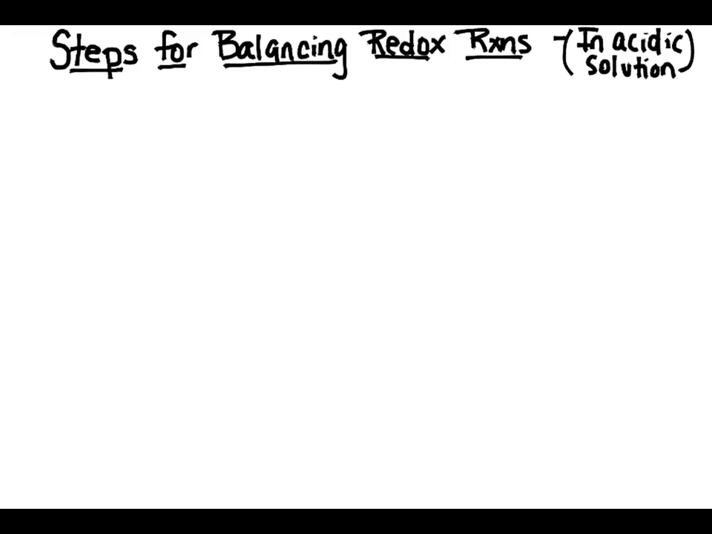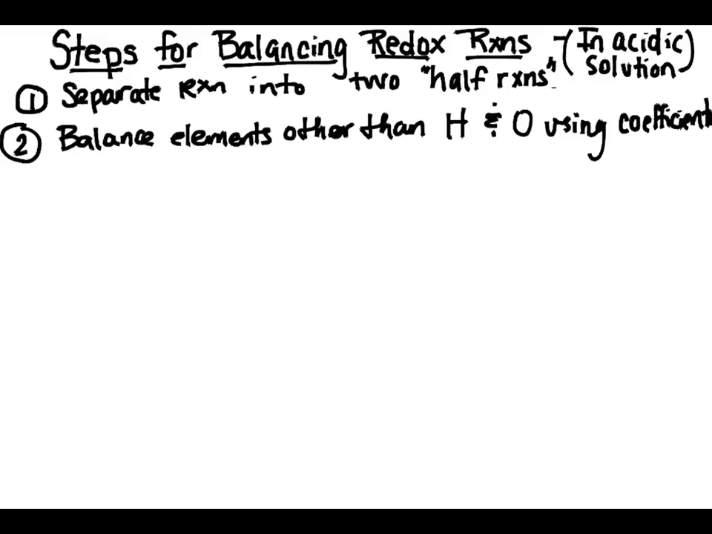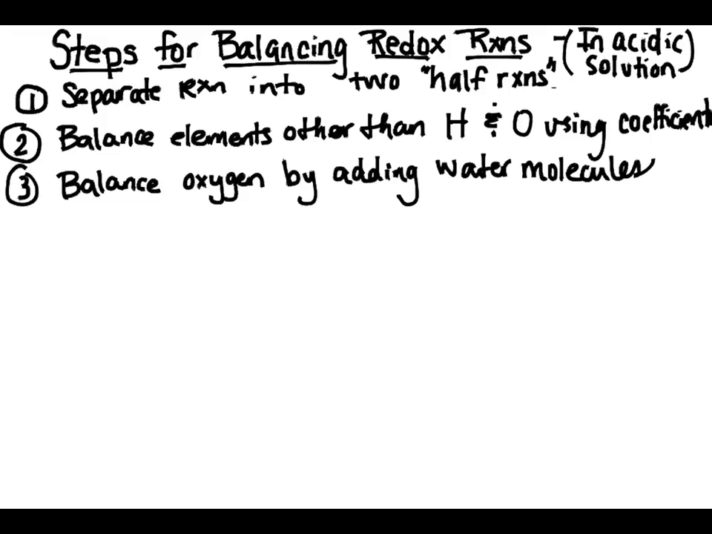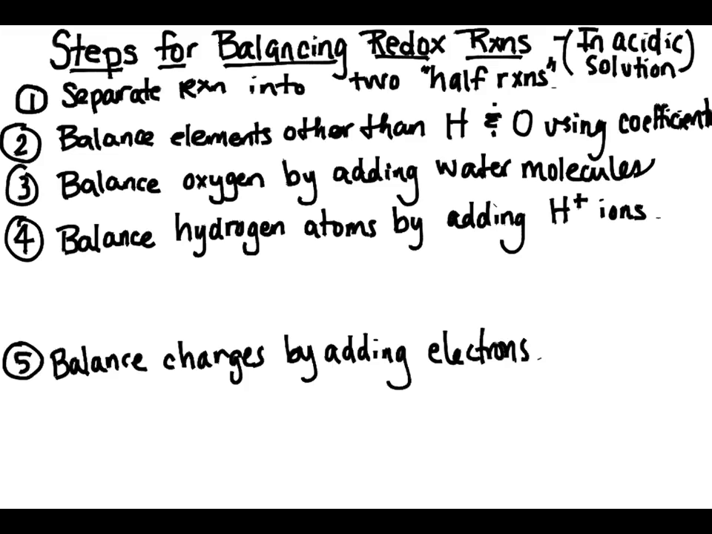So these are similar steps that the book has. Separate the reaction into two half reactions. And then you balance elements other than hydrogen and oxygen using coefficients. Balance oxygen by adding water. Balance hydrogen by adding H+. At this point, the atoms should be balanced. Then you're going to balance charges by adding electrons.